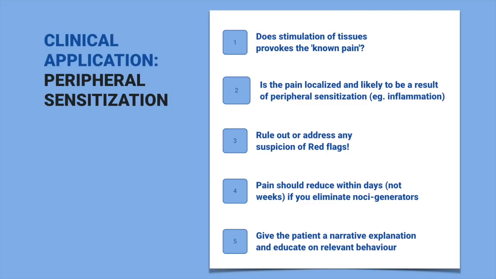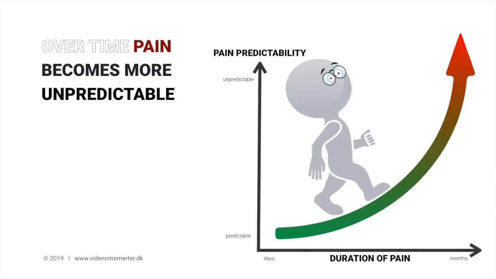In the case of peripheral sensitization, this would mean leave it alone. What I would do is give the patient a narrative explanation of what I think is the cause of the pain, along with some information about active rest, about sleep and restitution, and some information about how not to provoke the pain.